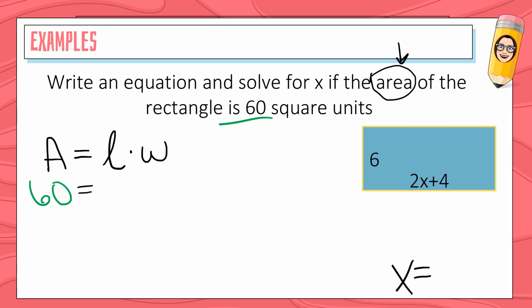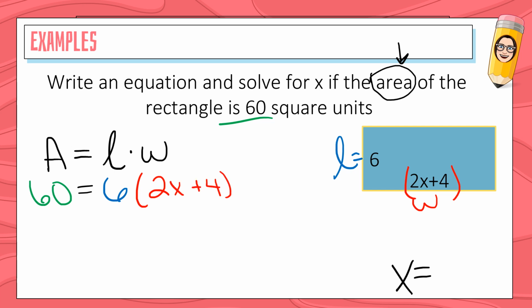Okay. The length, I'm going to say my length is this part. It's the 6. And I'm going to say my width is this, all of this. All of my width is 2x plus 4. 60 is 6 times the quantity 2x plus 4. All right, let's get to solving. Now we can do our solving steps.